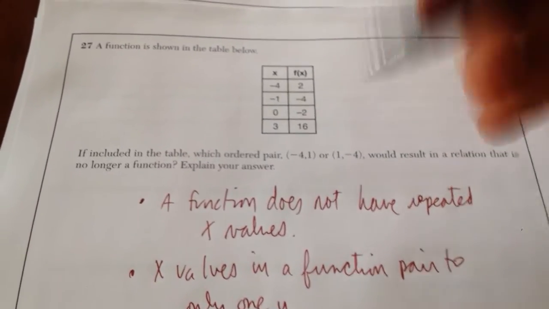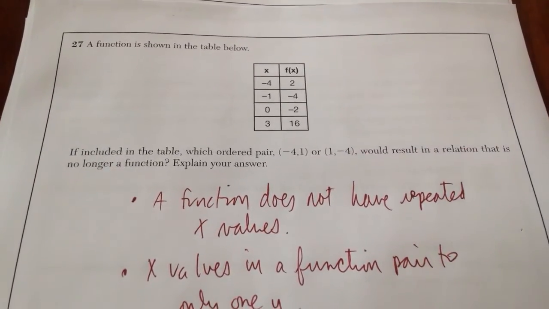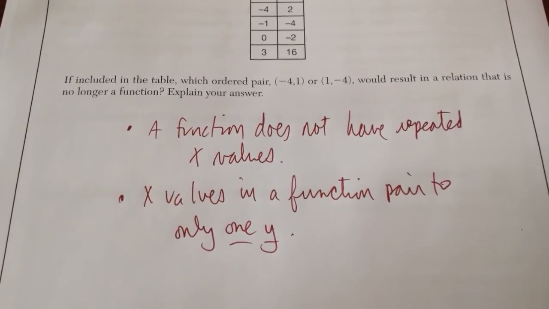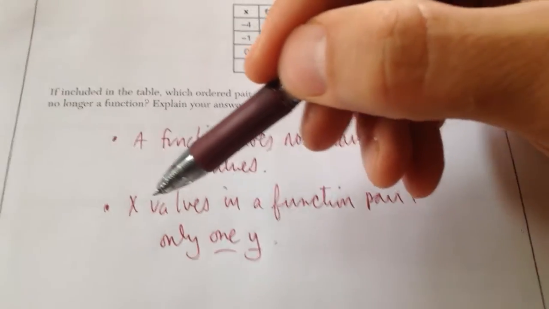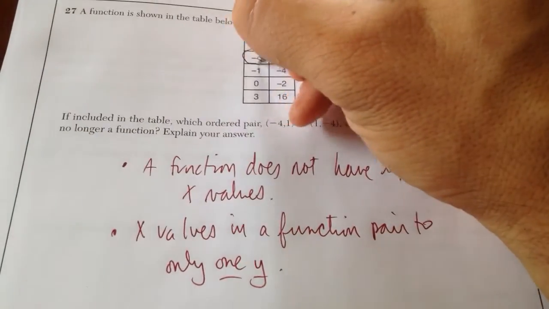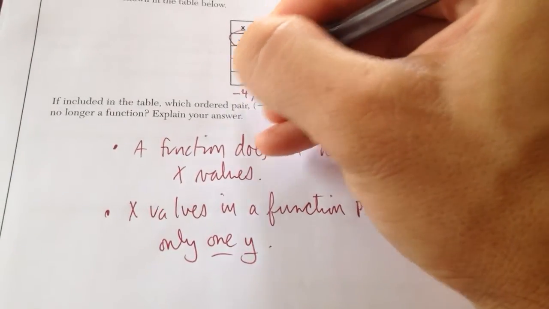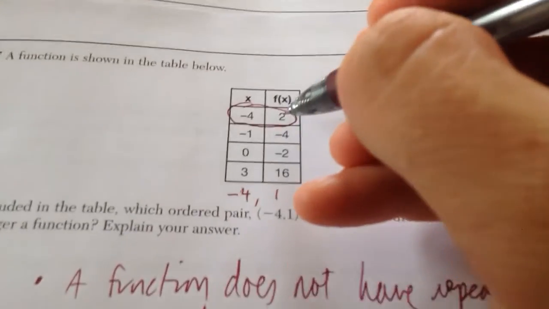Number 27, a function is shown in the table. If included in the table, which ordered pair, (-4, 1) or (1, -4), would result in a relation that is no longer a function? Explain your answer. Now, things to remember is that a function does not have repeated x values, and x values in a function pair to only one y. So notice how -4 is pairing to 2. So if I included (-4, 1) in this table, it would no longer be a function because it's pairing to 2 and pairing to 1.